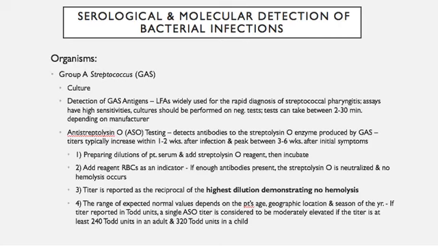Detection of group A strep antigens can be done with lateral flow immunochromatographic assays, which are the type that you would expect to see in outpatient clinics, doctors' offices, urgent care facilities for rapid diagnosis of streptococcal pharyngitis. And this is the type that you guys performed in class. Although these assays have high sensitivities, cultures should be performed on negative tests.